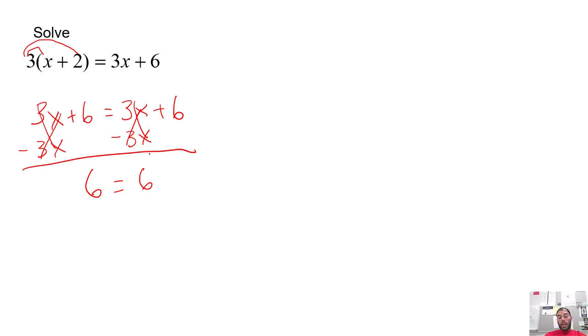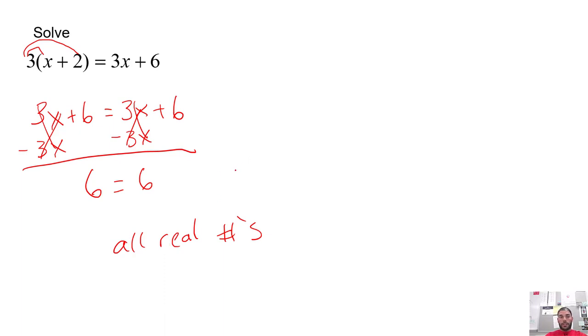Okay, so what happened here is my variables eliminated. I'm left with a true statement. I know that 6 is the exact same thing as 6. If that is the case, what I know is this is all real numbers. I can plug in any number into this equation and I know I'll get a true statement back. If it's a true statement, it's all reals.